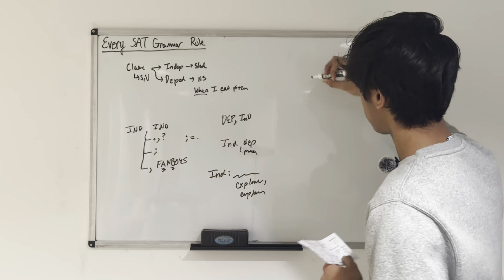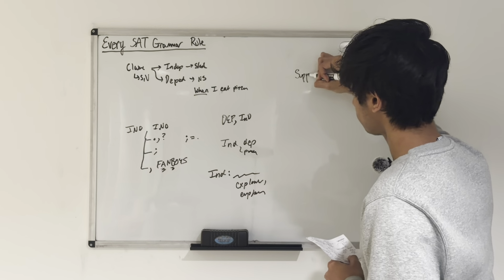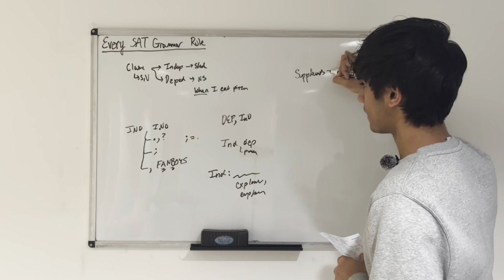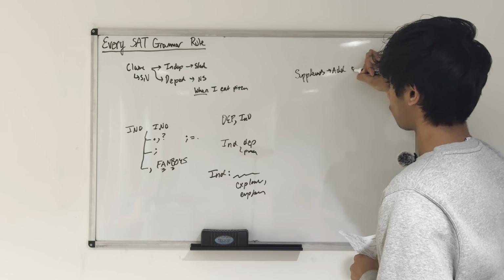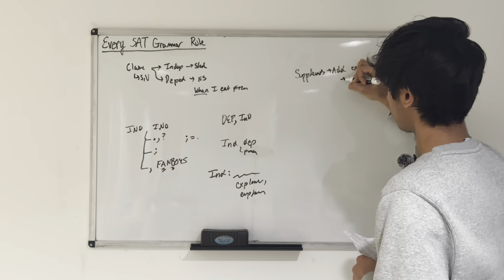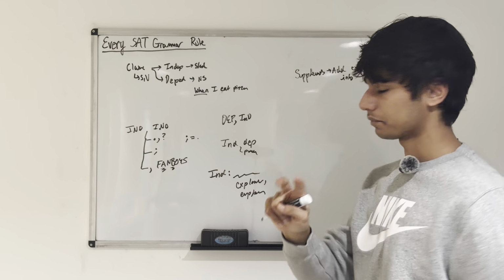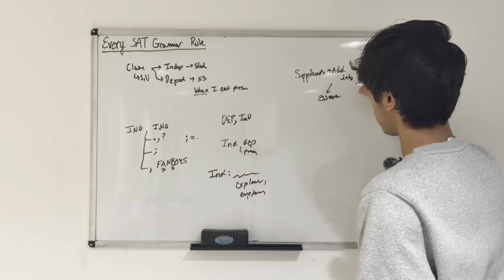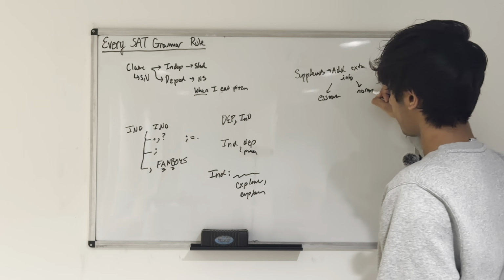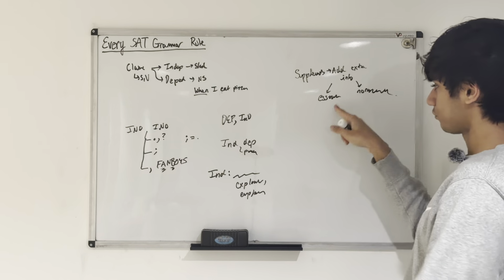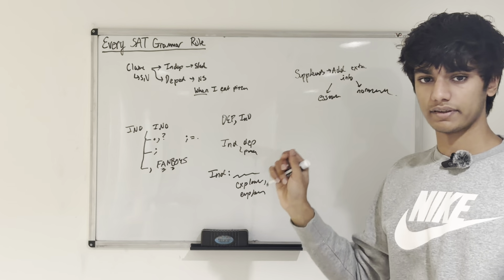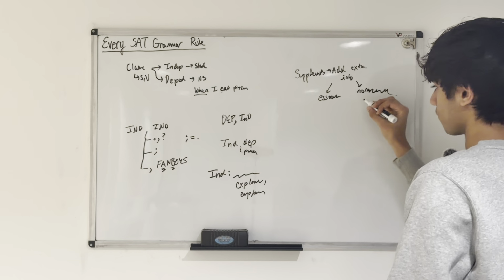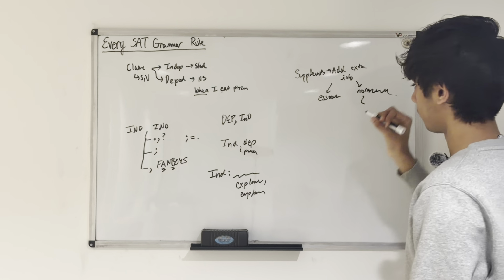We also have supplements. What they do is add extra information. We have two types of supplements: essential supplements and non-essential supplements. The key way to recognize whether it's essential or non-essential is that essential supplements have no punctuation around them, while non-essential supplements have punctuation around them.